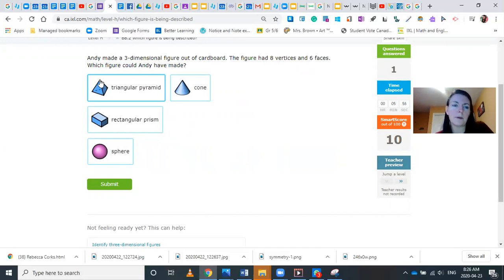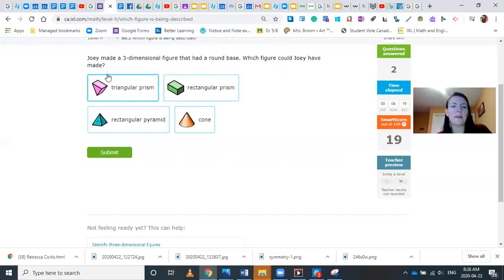So I'm going to count all the points. 1, 2, 3, 4. Nope. Let's look at the rectangular prism. 1, 2, 3, 4, 5, 6, 7, and there's one hiding at the back. There's 8. So this one is like the tissue box. All right. We've got 8 vertices and 6 faces.